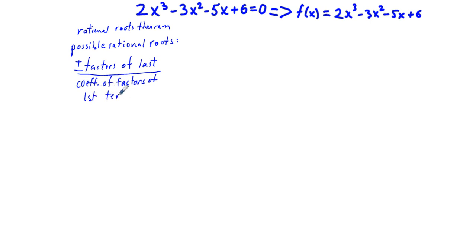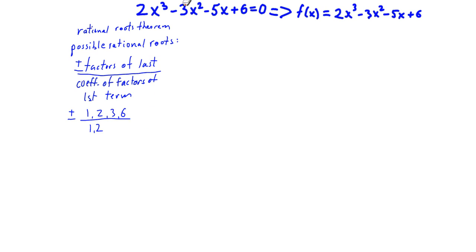And so what we're going to do is find a list, and I'll do this below. We're going to have plus or minus here in the numerator factors of our last term, which is 6. So what are the factors of 6? Well, 1 and 2 and 3 and 6. And over factors of the coefficient of the first term, and the coefficient is 2, so we have 1 and 2.